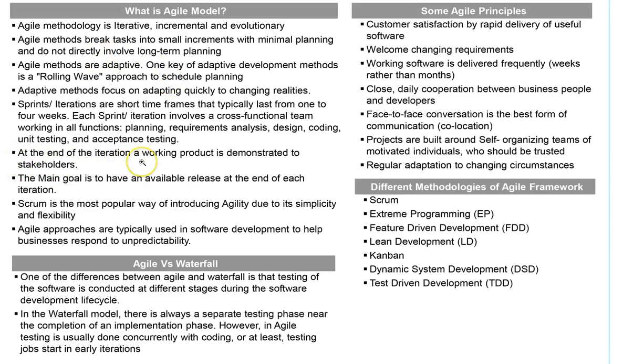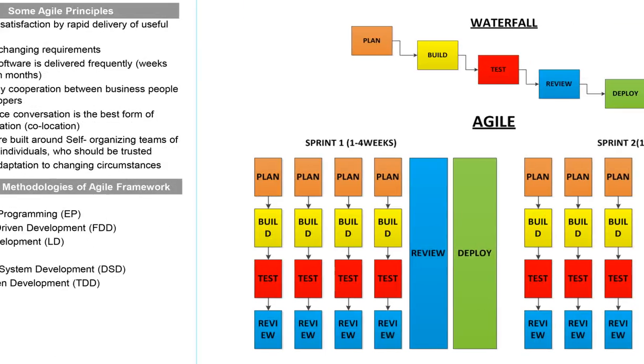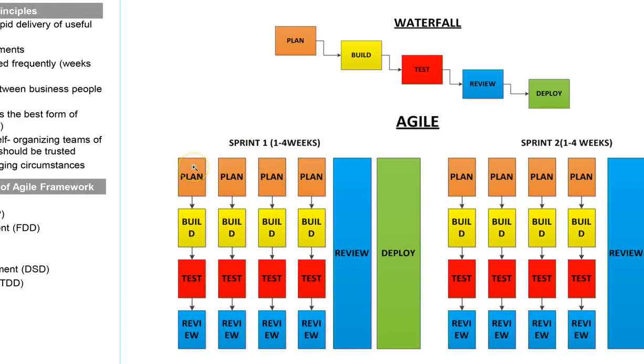At the end of each iteration, a working product is demonstrated to the stakeholder. So now if you look into this one sprint, we worked on these 4 different tasks, for example, and at the end of this sprint I will deploy these 4 tasks so the stakeholder can go and do testing and see if it is working and see if that is what they want and if there are any changes that they need to be made.